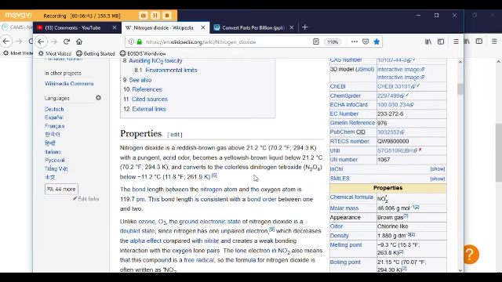And here are the properties. It is a reddish brown gas above 21.2 degrees Celsius, or 70.2 degrees Fahrenheit, and 294.3 degrees Kelvin, with a pungent, acrid odor, and becomes a yellowish brown liquid below the levels we just called out, and converts to the colorless dinitrogen tetroxide, or N2O4, below -11.2 degrees Celsius, or 11.8 degrees Fahrenheit, and 261.9 degrees Kelvin.